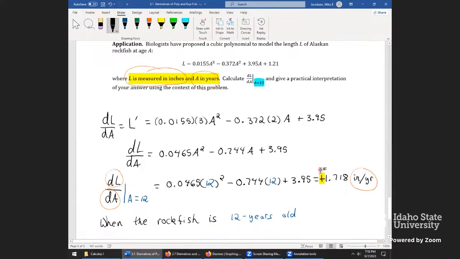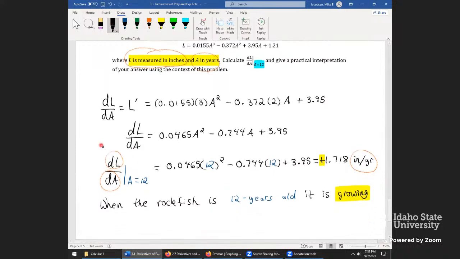So when the rockfish is 12 years old, I'll say it's growing only because it's positive there. If that was a negative, I would have said it's shrinking. So let's say it is growing. Let me highlight in yellow to tie together why we said growing, because of that positive sign, at a rate of, now we just go back to this quantity and just state 1.718 inches per year. So that's our interpretation of that quantity.